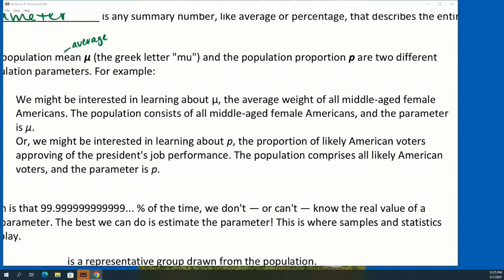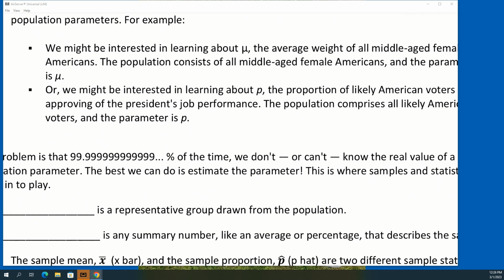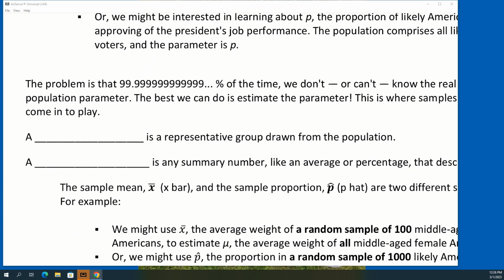Now, the problem is that there are about 40 million middle aged women in the United States. If you are actually going to find mu, the population mean, you would have to find out the weight of 40 million people and find the average of it. And then there are about 168 million registered voters in the United States. So if you actually wanted to find the population proportion, you would have to get information from that many people. And so it says that 99.9999% of the time we can't do that. So instead, we use a sample.